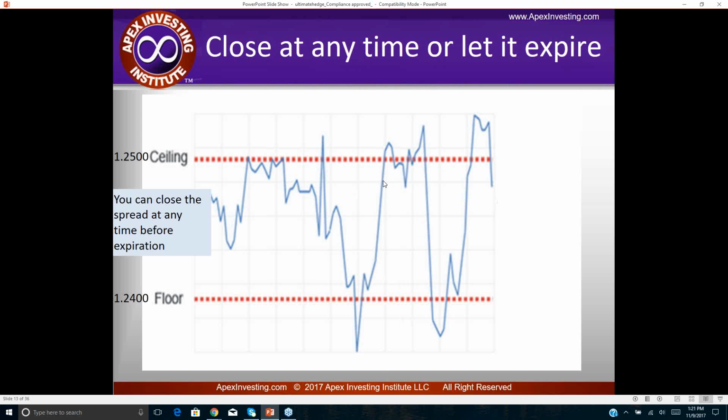Well, what can I lose? I can lose from $24.80 down to $24.00, which is $80. So that's the $80 I have to put up to get into that trade. It's that simple. Make sense? And it's the same going the other way.